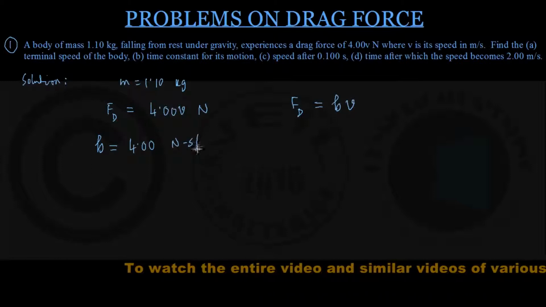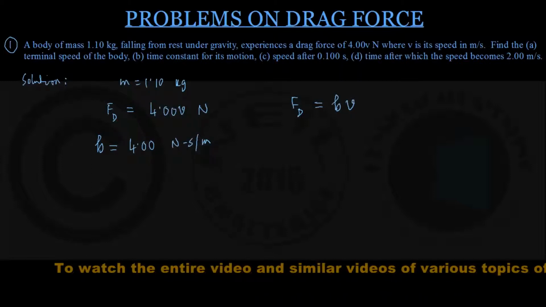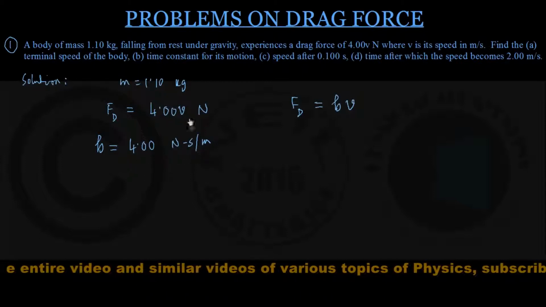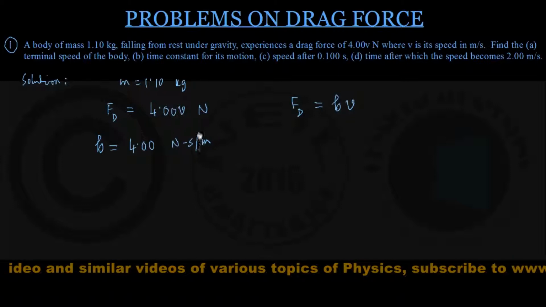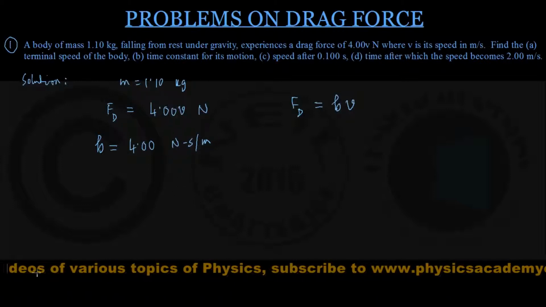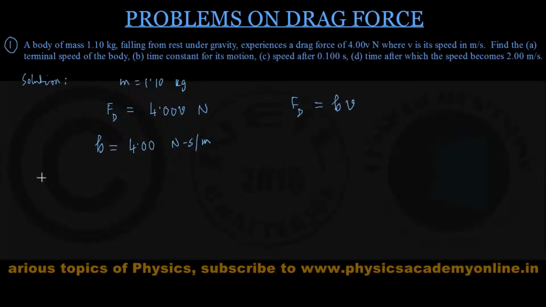Look at this unit of B and you must confirm that the value of B is coming out to be 4 Newton second per meter. Once again, I emphasize that you must confirm that the unit of B is this. Now with this, let's proceed and do the different parts.